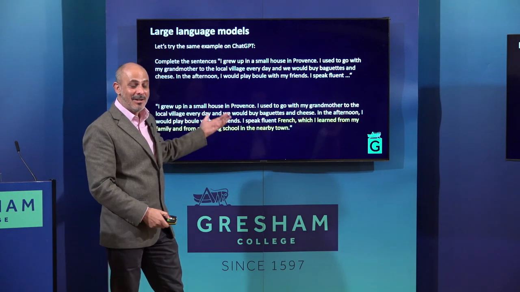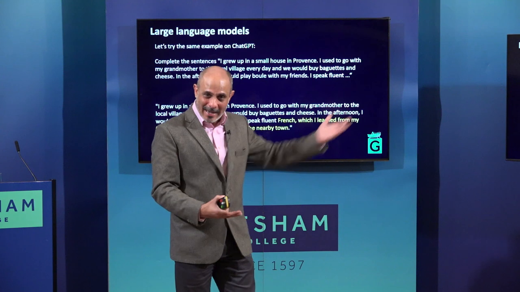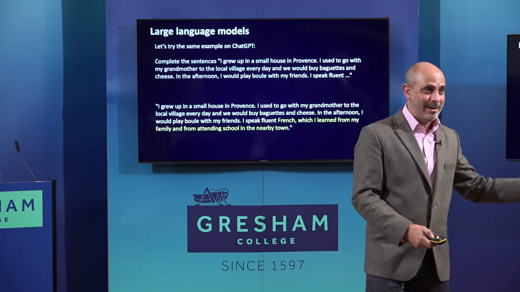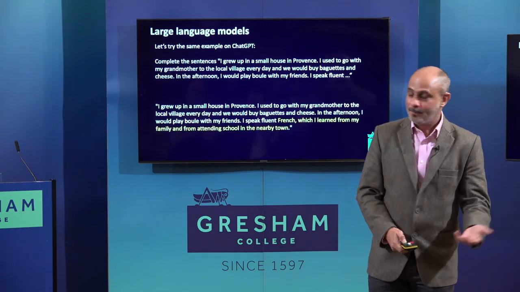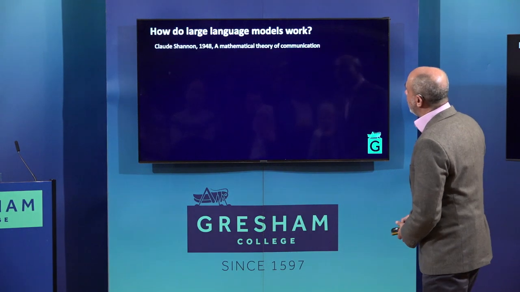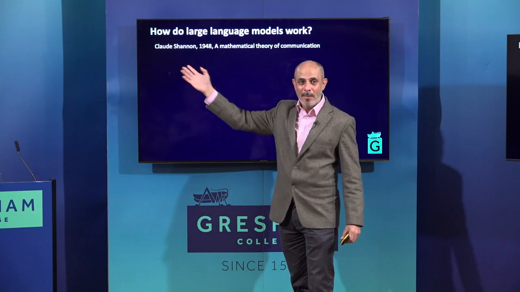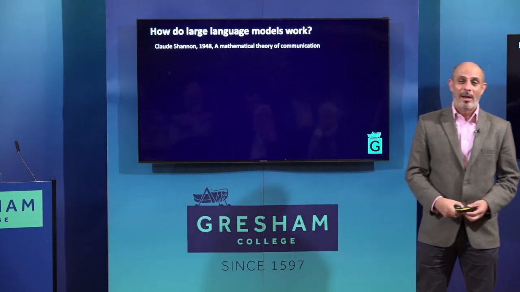Do these large language models really understand what, you know, English means? And the answer is no. They also have no idea what these things actually mean. But let me tell you how they work. So the answer actually goes back again to 1948. There's a paper published by Claude Shannon called A Mathematical Theory of Communication.